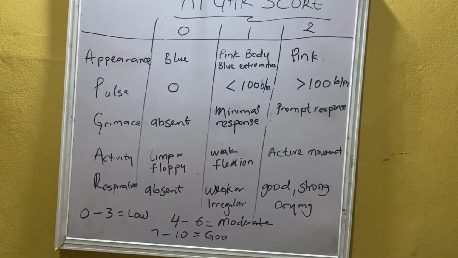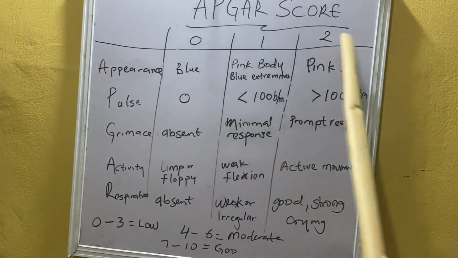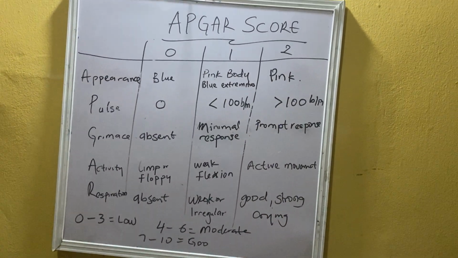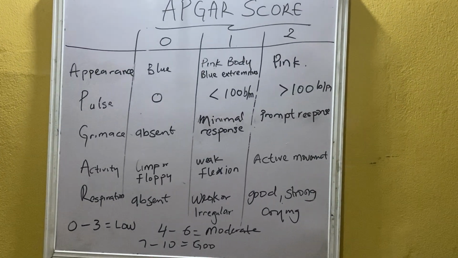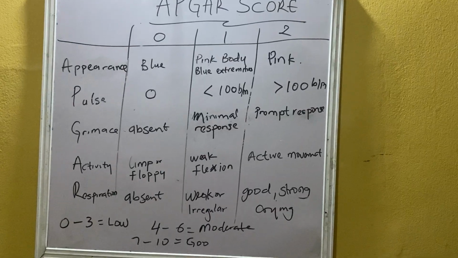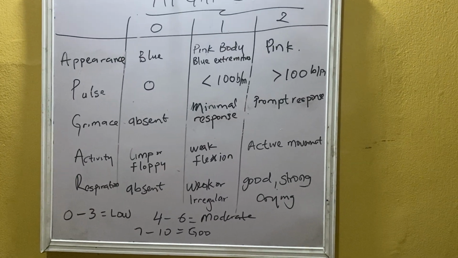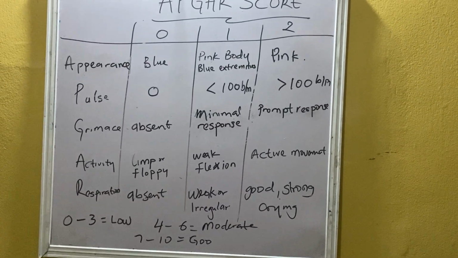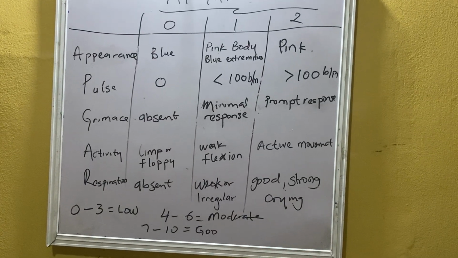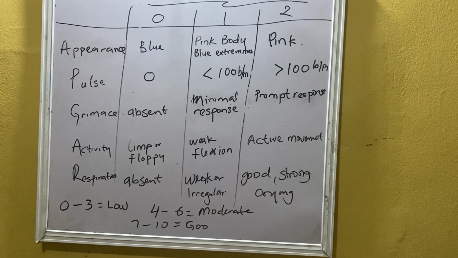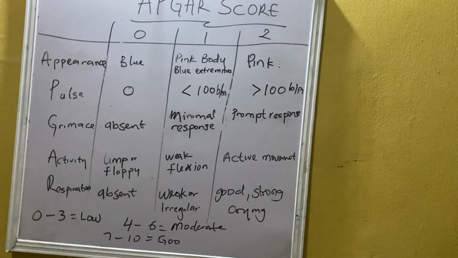So let's talk about APGAR score. APGAR score is an assessment tool that is used to assess a newborn within the first 1 minute to 5 minutes of their birth. And this is usually done to assess if there's any issue with the baby, with the newborn.